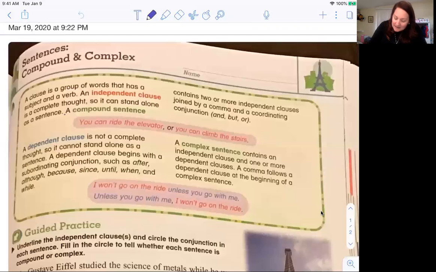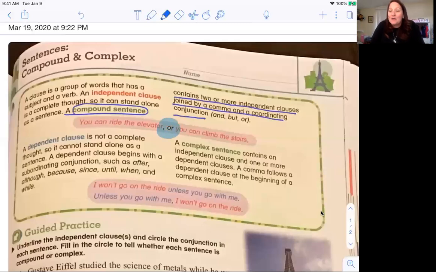A compound sentence, let's go ahead, I want you to highlight this. A compound sentence contains two or more independent clauses joined by a comma and a coordinating conjunction: and, but, or. So let's look at the example, it's a really good one. You can ride the elevator or you can climb the stairs. What is the conjunction in that sentence? Good. If you said or, you are 100% right. The comma or is your coordinating conjunction.